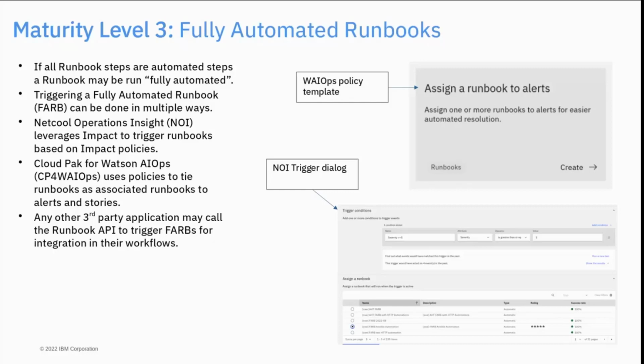Same thing for Watson for AIOps. In this case, it's called a policy, and the policy template is called assign a runbook to alerts. You're basically doing the same thing. You are defining on what kind of condition you want to run which runbook and what kind of data from the originating alert you want to use as parameters.